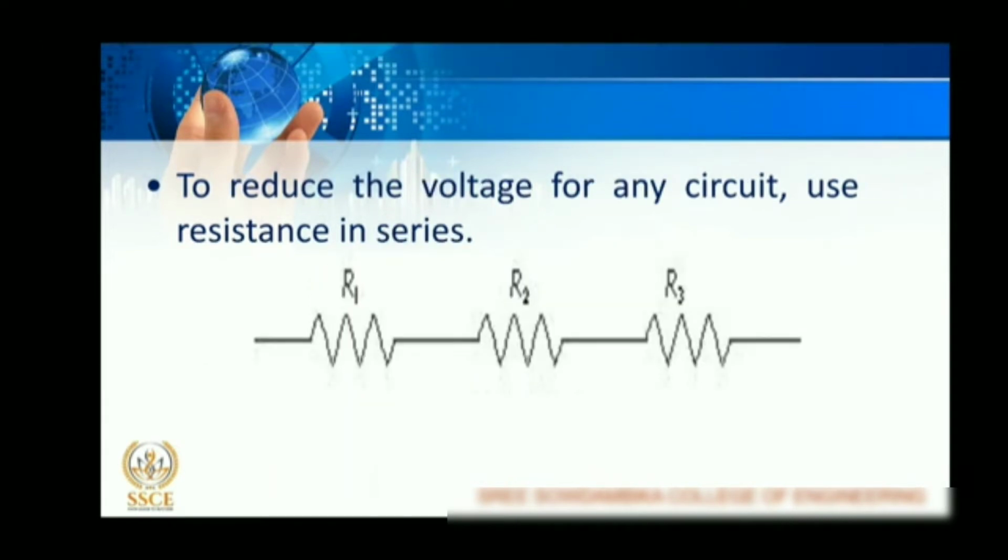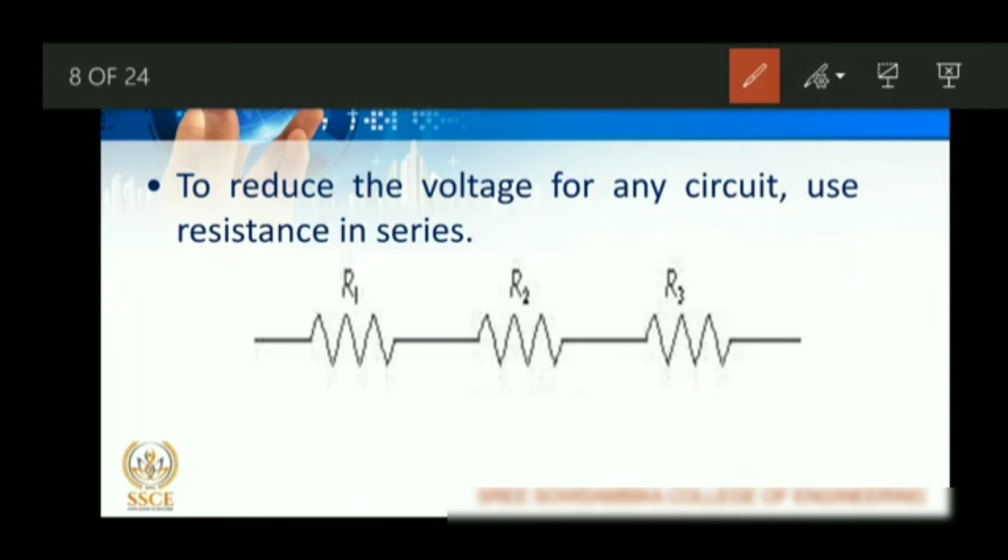The next one is here. To reduce the voltage, we connect the resistors in series. Here we have three resistors, R1, R2, R3, all connected in series. R1 is an 8 ohm resistor, R2 is 3 ohm, R3 is 2 ohms. If 5 ampere of current is flowing, then in a series circuit the current flow is the same. The current flowing through R1 is 5 ampere, R2 is 5 ampere and R3 is 5 ampere.